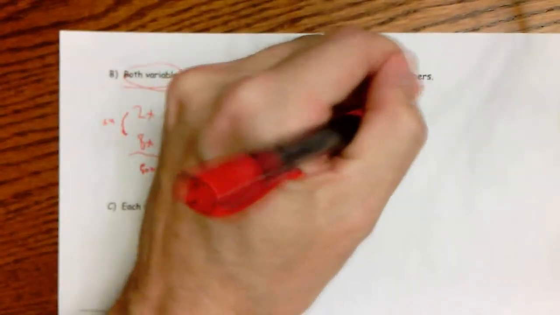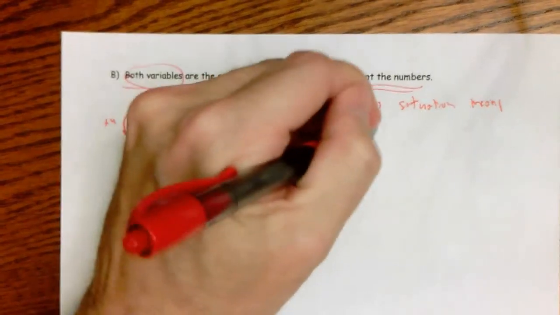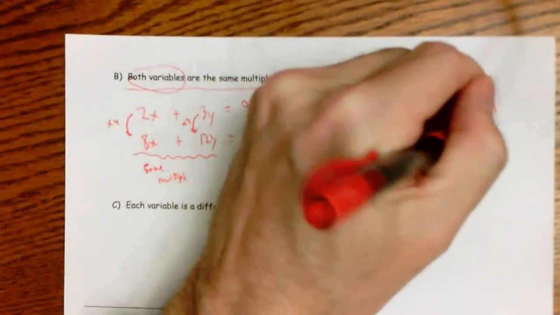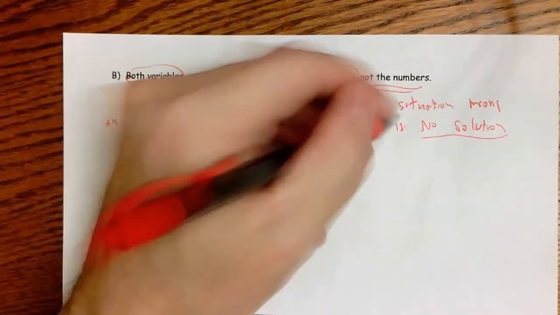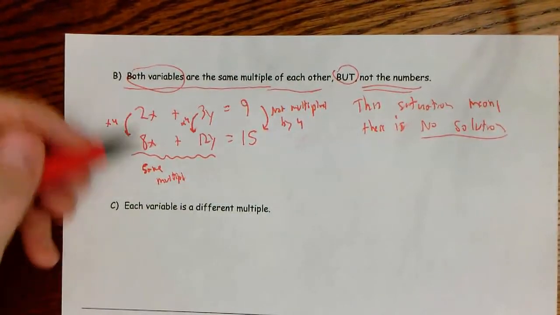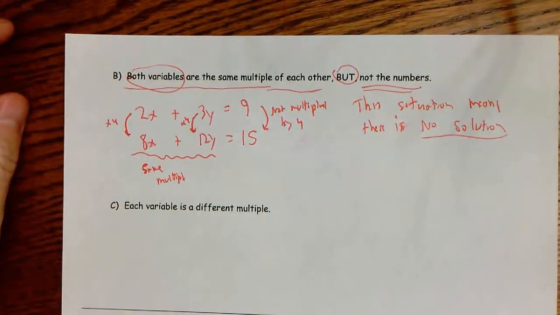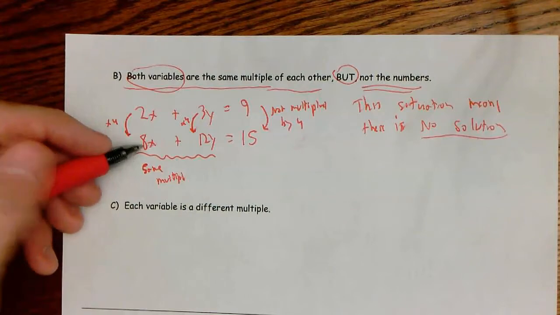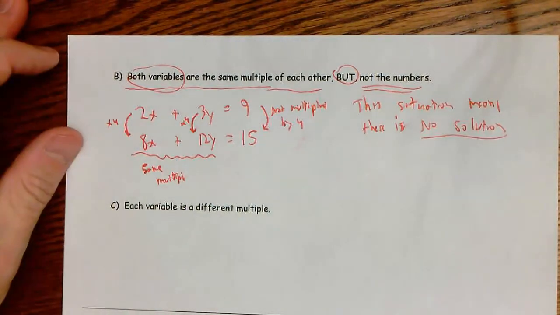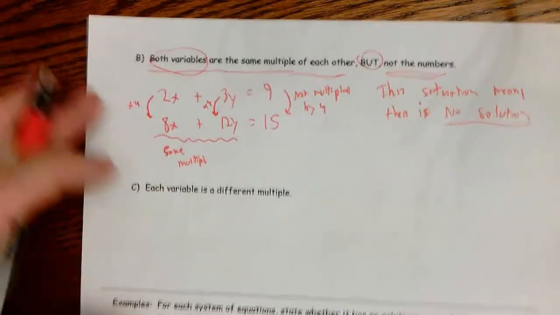This situation means there is no solution. These two lines would be parallel to each other if I were to graph them, so they'd have no point in common. That's why there's no solution.